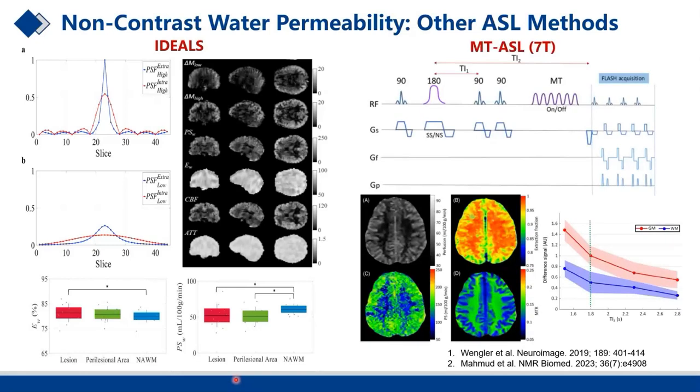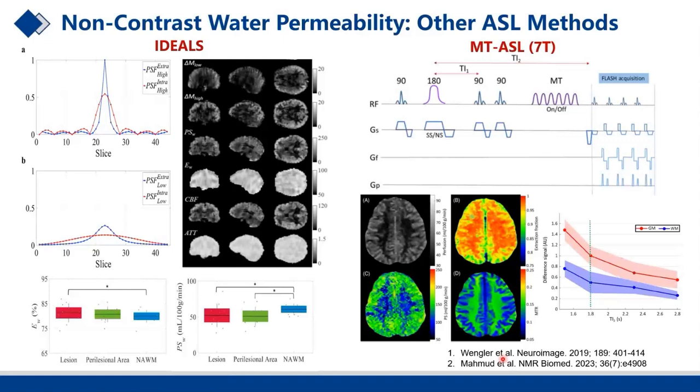In addition, you can also use the difference in the MT effect between these two compartments. Because we know that the spins in the blood compartment have much less MT effect compared with the spins in the tissue compartment. So on the 7T scanner, this group has proposed that you can just insert an MT module here before your readout with the on and off together with ASL. You will be able to get these maps of PS and also extraction fraction.